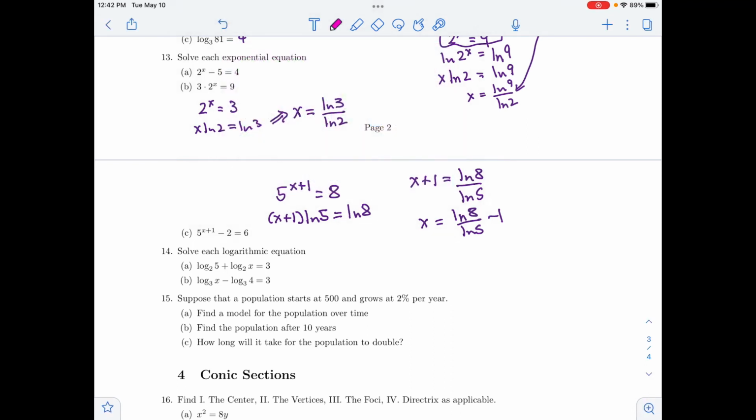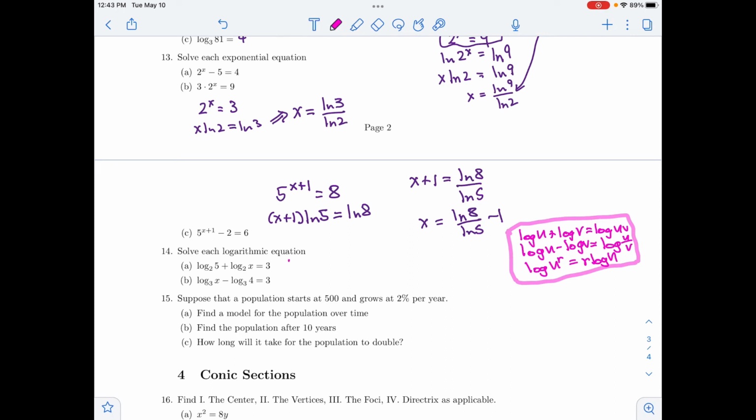Okay, now for the log equations, you want to combine, convert, and solve. So you use your properties of logs, and remember your properties of logs. Log u plus log v equals log uv. Log u minus log v equals log u over v. And log u to the r equals r log u. So these are properties of logs that you really need to know.